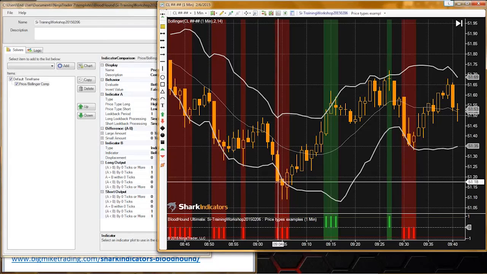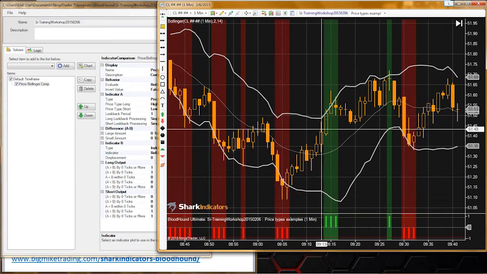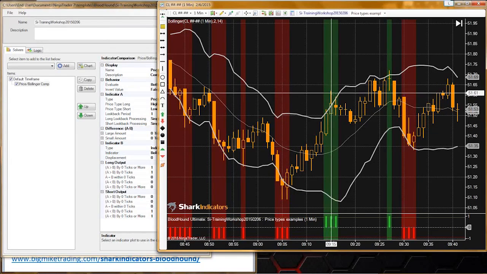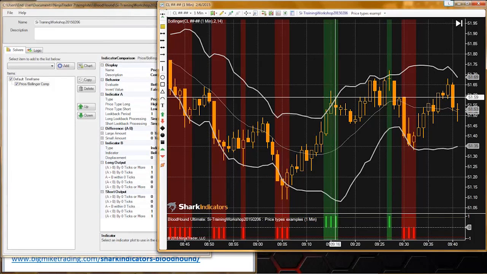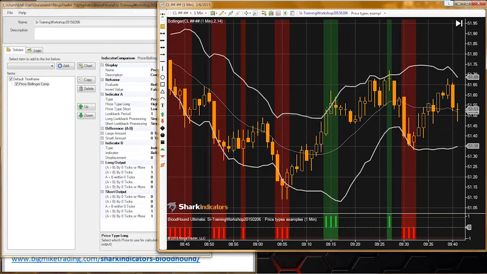So when the low price breaks below the band, we get a short output, and when the high prices break above the band, we're getting a long output here. Just to go through this again: for a long output, I'm using the high price. So we can see over here, whenever the highs break above the band, we're getting a long output. And whenever the lows break below the band, we're getting a short output here.